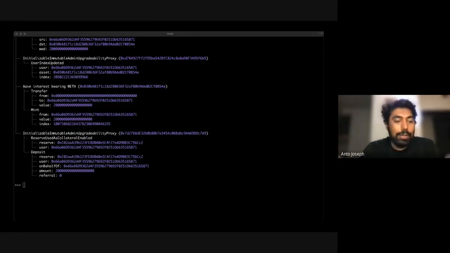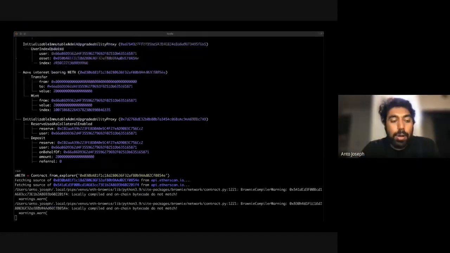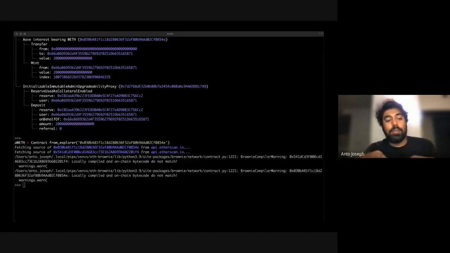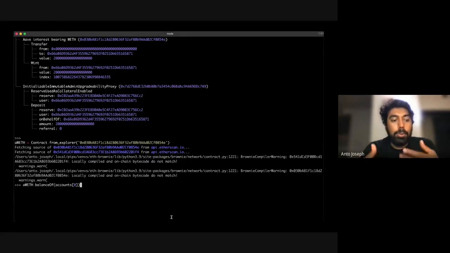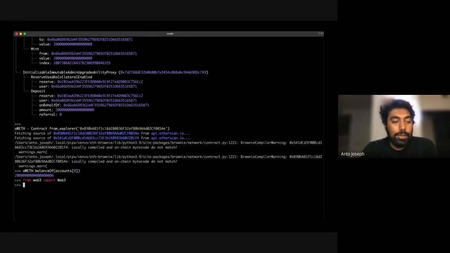And now we can see that we can make a deposit, and that is available in the transaction info, which you can get by calling .info on the reference of the transaction. And once you deposit, you would have tokens that represent your position in Aave, which is the contract that we are grabbing here. And as you can see, we have some balance. Again, this can be transformed to easily readable numbers using Web3.